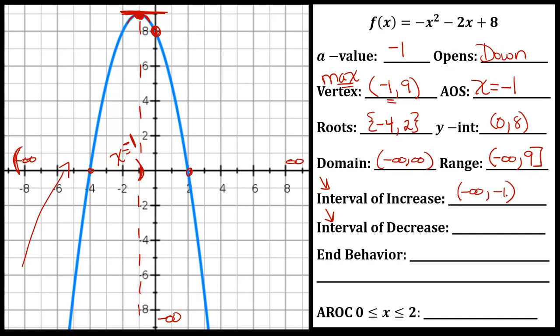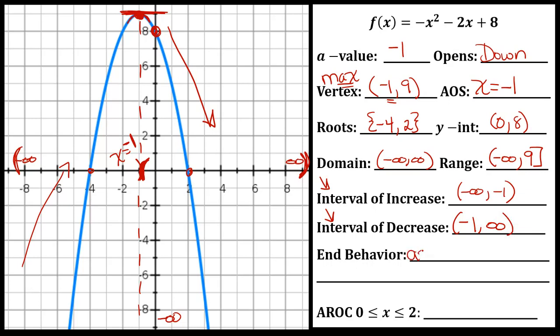And again, I'm going to use parentheses for both because I don't think a point can be both increasing and decreasing, so I'm not going to include that -1, that AOS. Then from -1 to positive infinity, on the right side of my AOS, our graph is decreasing. So the interval of decrease is from -1 to positive infinity.